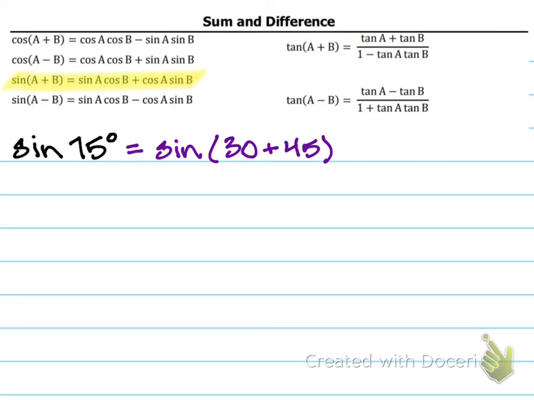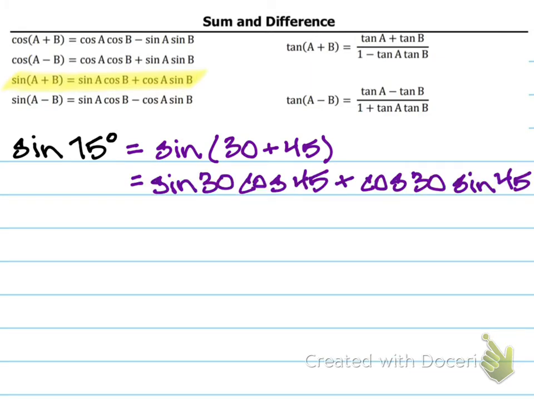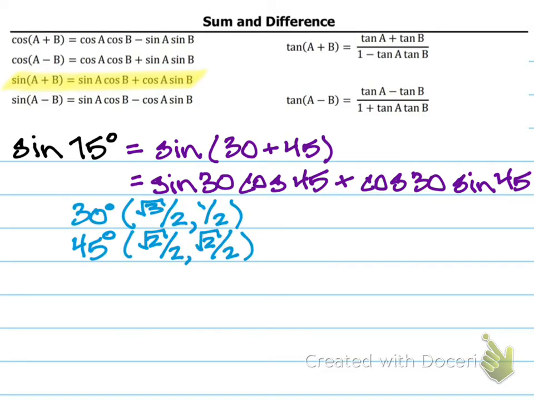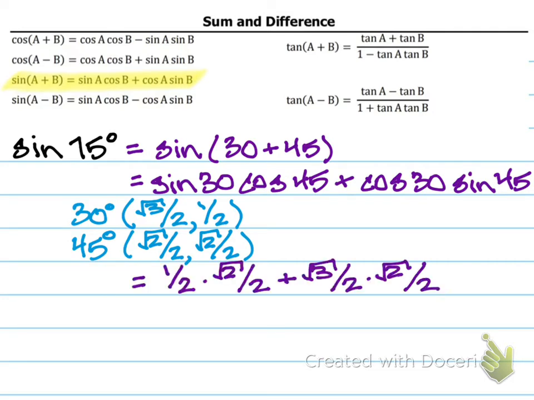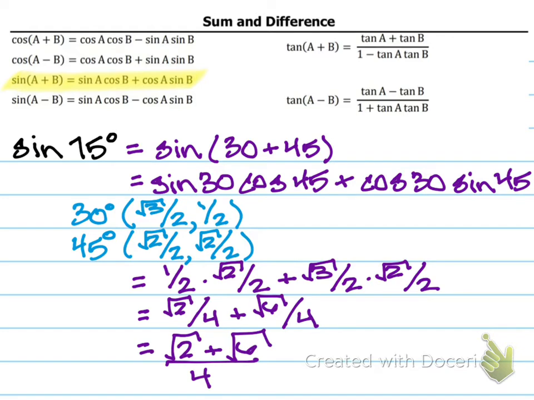So there it is. Then I can split up the sine of 30 plus 45 into how that formula reads: sine 30 cosine 45 plus cosine 30 sine 45. Then I need to look at the ordered pairs for 30 and 45. And then it's just plug and chug, right? We're going to plug the values in, and there we go. So when we have an angle measure in degrees, pretty easy.